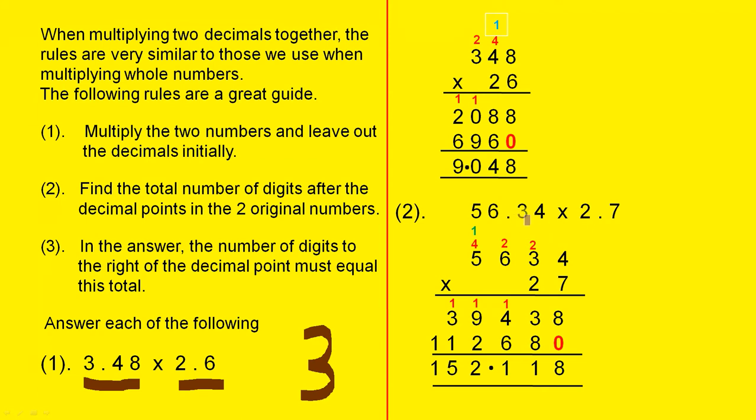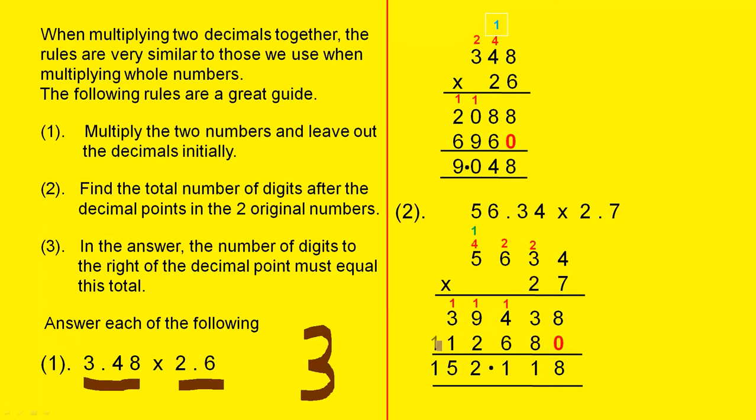We have 56.34 times 2.7. So we set out the two numbers, no decimal point. Here is our long multiplication. Now, I want you to remember that when you multiply by the 2, see, this first line here, that's the result of multiplying by the 7. And that's all the trading here in red.